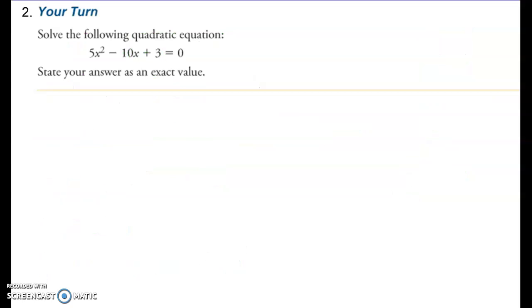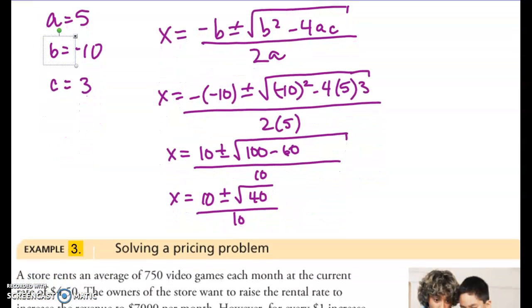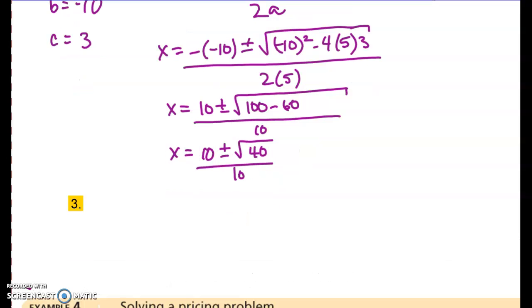Let's do this one last example together. Identify your A, B's, and C's, please, and stick it into the quadratic formula. All right, so you should have been able to get it this far. We plugged in the 5, the negative 10, and the 3. And I manipulated this equation down to this bottom step. Now, here's the spot where we can reduce the radical sign. So we've got 40 is equal to 4 times 10, which 4 is a perfect square.